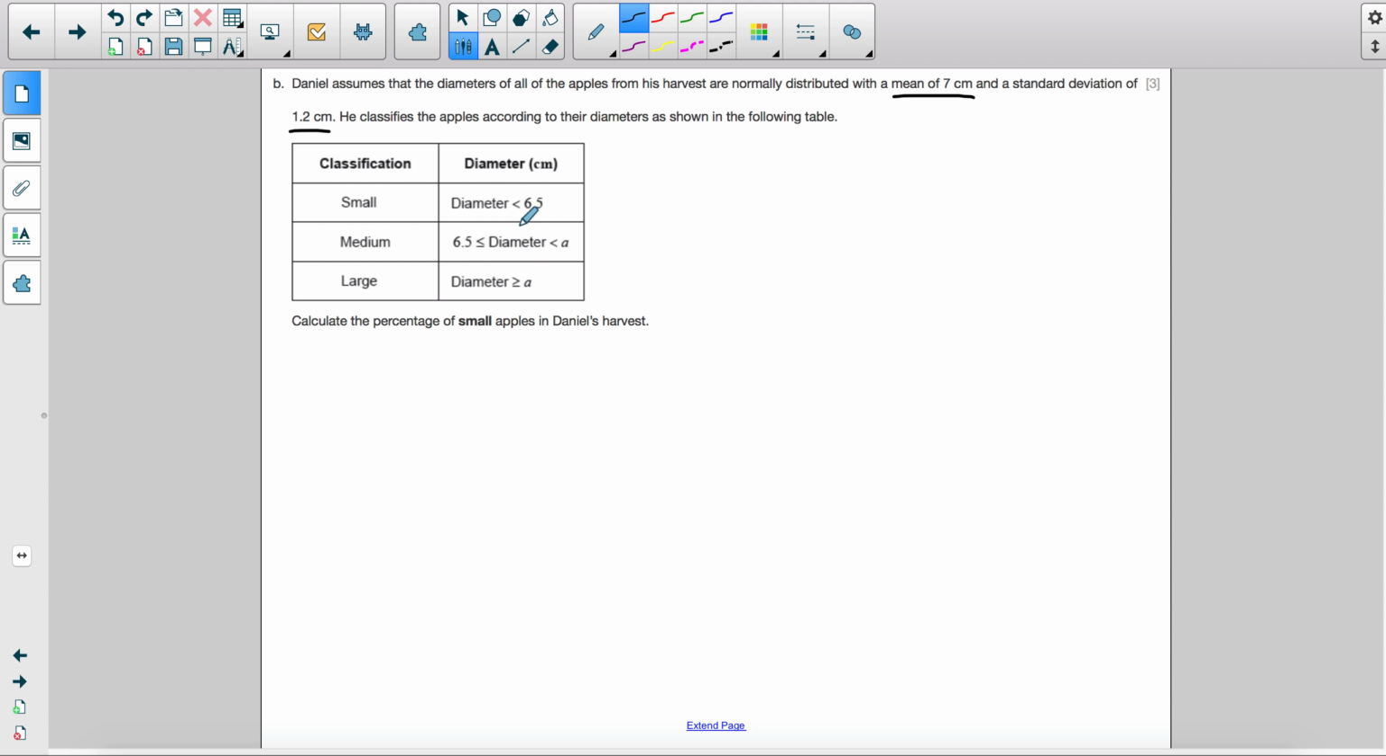And he classifies them in this way. Now, when they give you a weird table that you're not used to seeing, take your time to understand what they mean with each table. So it just says that if the diameter is less than 6.5, then it's classified as small. If it's between 6.5 and a specific A, then it's classified as medium. If it's greater than a length A, then it's classified as large. So again, it's always good to sketch all of this. So the mean is 7.